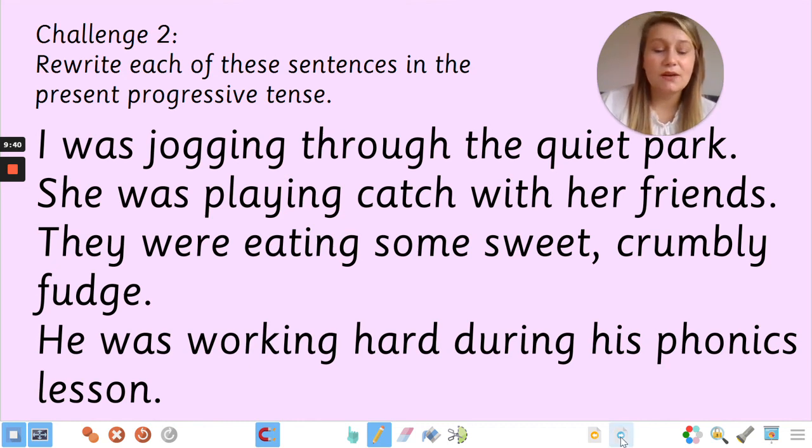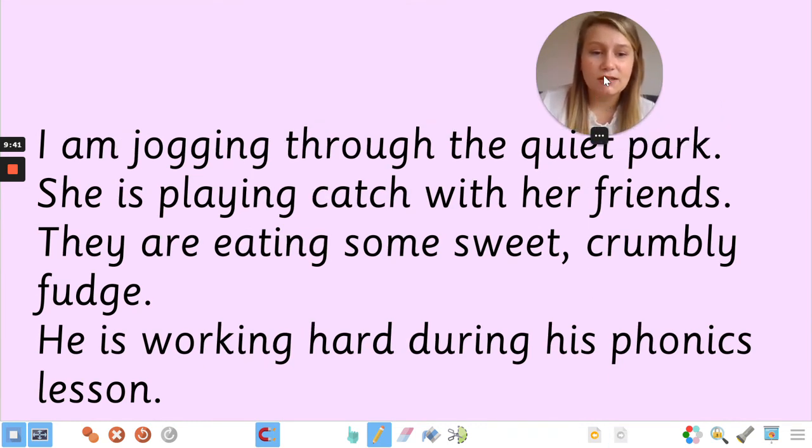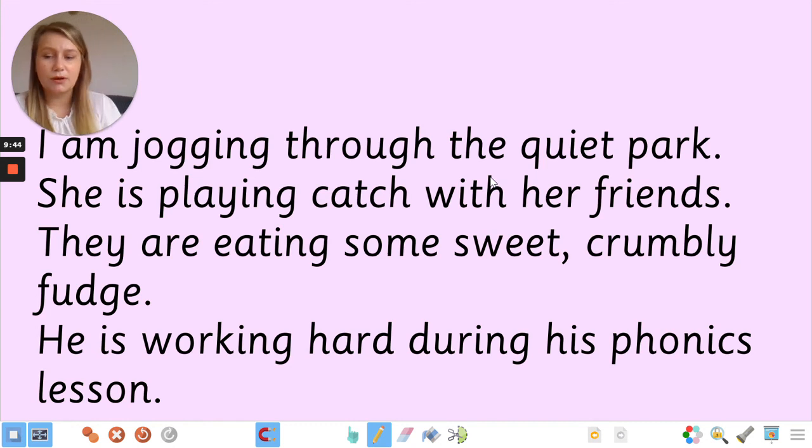Super. Okay, so let's see how those sentences should have ended up. Let me just move myself so I'm a little bit more out of your way. I am jogging through the quiet park. She is playing catch with her friends. They are eating some sweet crumbly fudge. He is working hard during his phonics lesson.